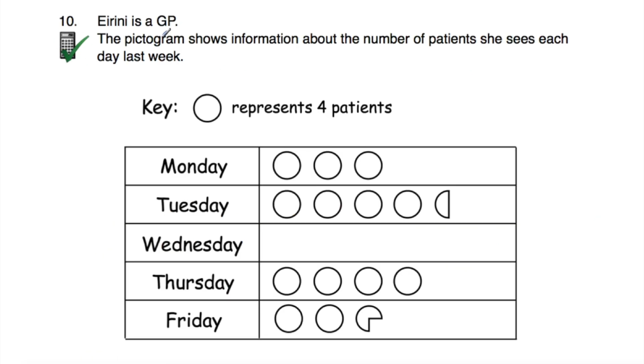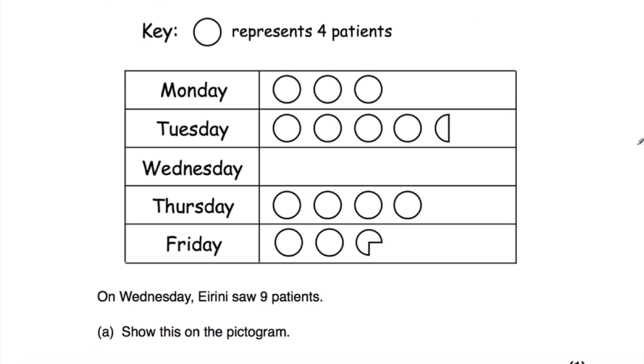So question number 10 says, Irene is a GP and the pictogram shows information about the number of patients she sees each day last week. So this is the information about the number of patients she saw each day last week, and the circle represents 4 patients. So Monday she saw 4, 8, 12 patients and so on. And we're told that on Wednesday, Irene saw 9 patients. So we need to show 9 patients on the pictogram.